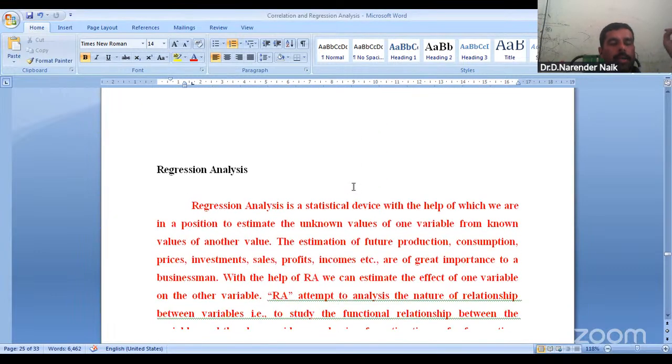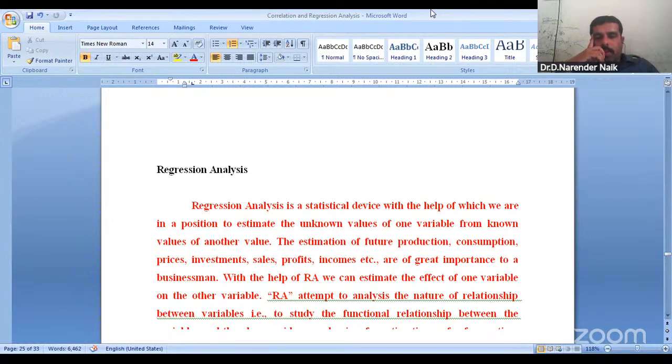Right. The next one is regression analysis. Regression analysis is a statistical device with the help of which we are in a position to estimate the unknown values of one variable for the known values of another variable. The estimation of future production, consumption, prices, investments, sales, profits, incomes, etc. are of great importance to a businessman.